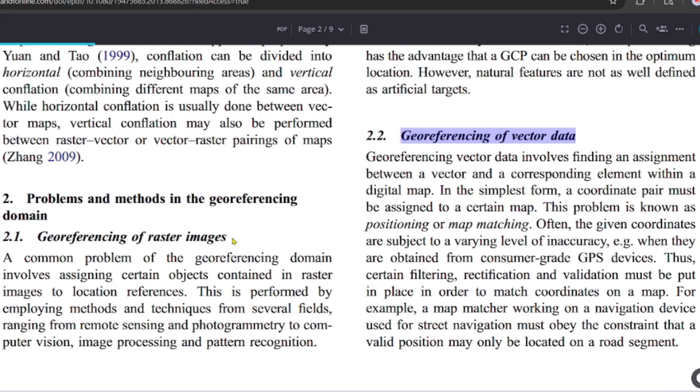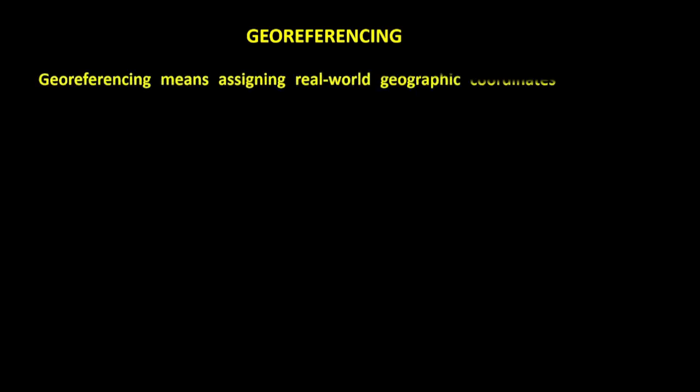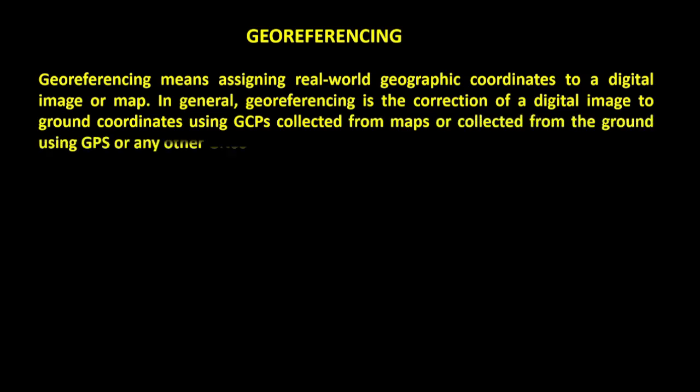So it is very difficult to assign the geographical coordinate system to raster images like satellite images, aerial photos, or maps. From the point of view of problems and methods in the georeferencing domain, georeferencing of raster images is very important compared to the georeferencing of vector data, right? If we sum up this discussion about the concept of georeferencing, georeferencing means assigning real world geographic coordinates to a digital image or map.